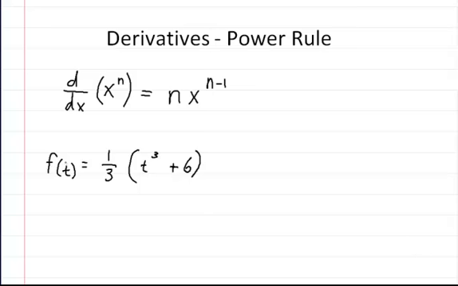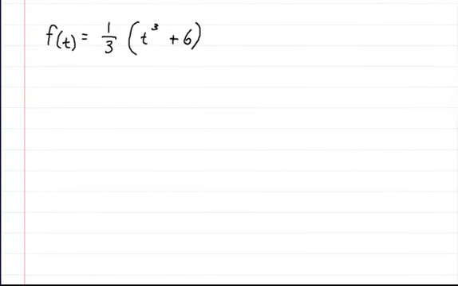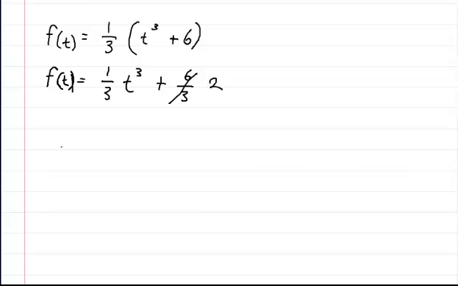So we want to find the derivative of f of t, which is equal to 1/3 times t cubed plus 6. In order to do this, I'm going to make this a little bit easier on myself. I'm going to factor that 1/3 into the problem. So f of t is equal to 1/3 t cubed plus 6/3, which just turns into 2. So now let's take the derivative.